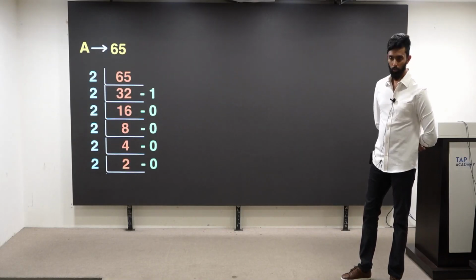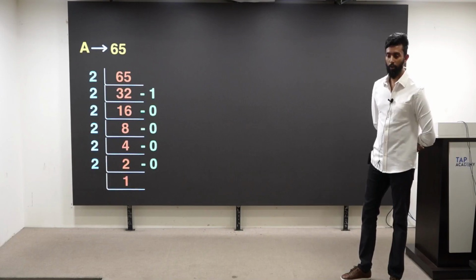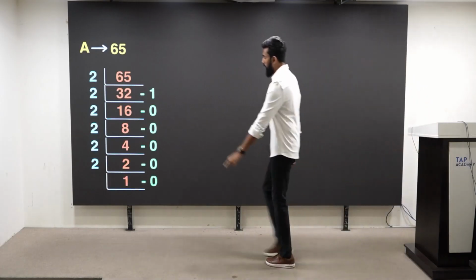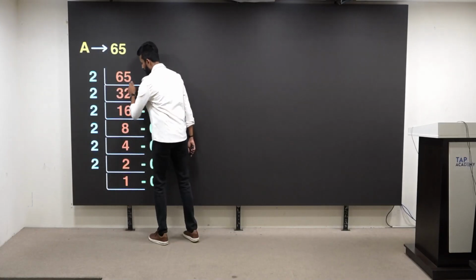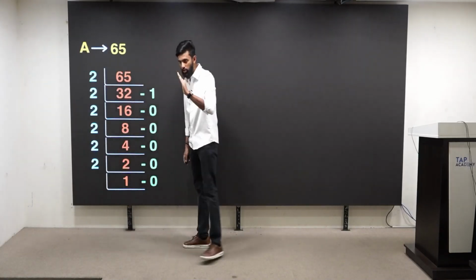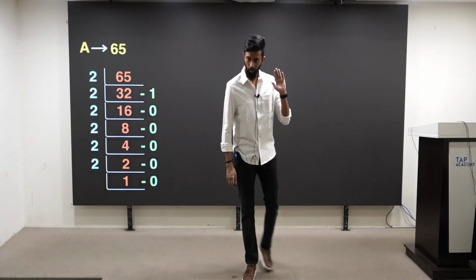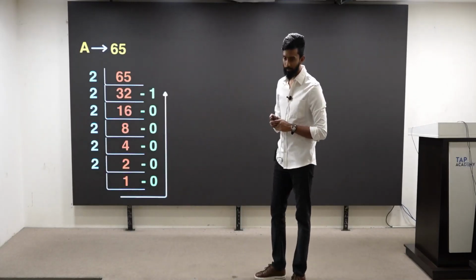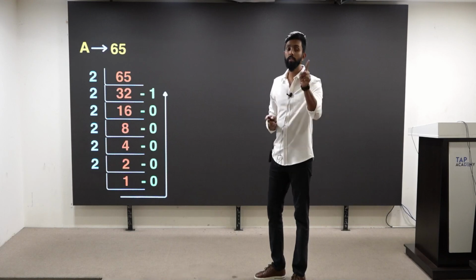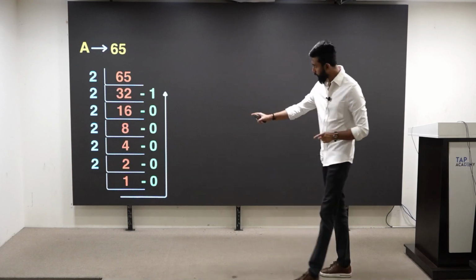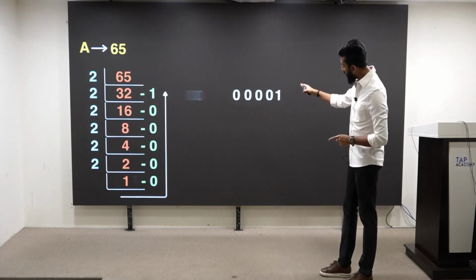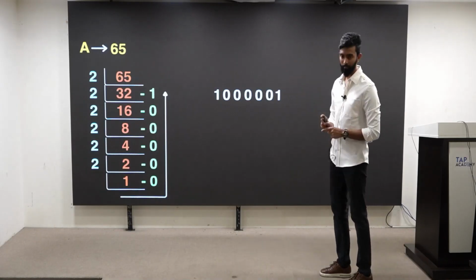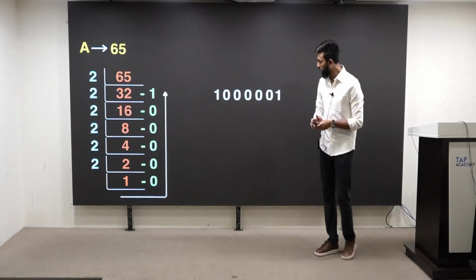Again if I divide by 2, what will it be? 1 and 0. And yesterday only I told you, once the original number becomes 1, you must stop. Understood? From bottom to top if you take, the binary of 65 is nothing but 1 followed by 5 zeros and 1. Correct?